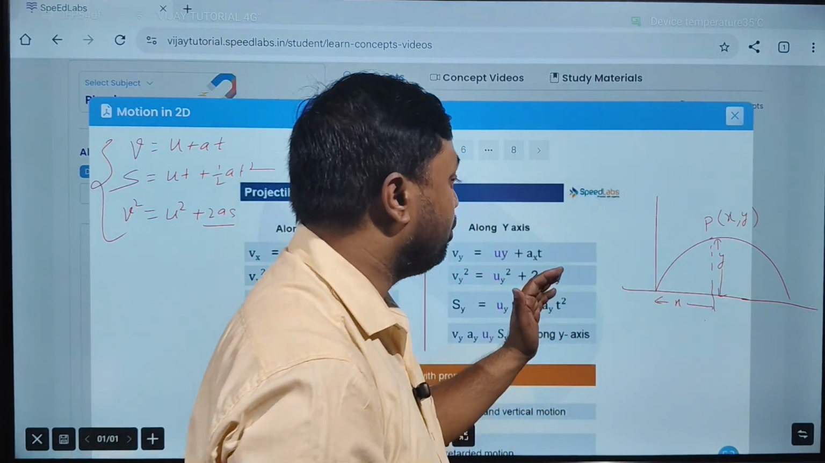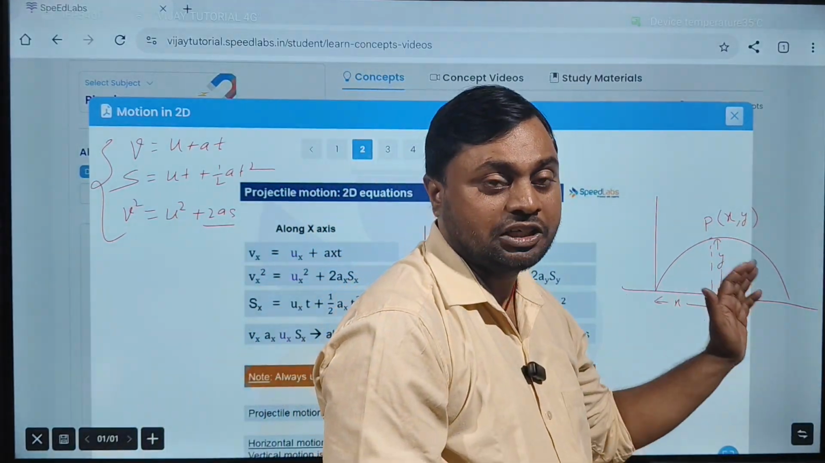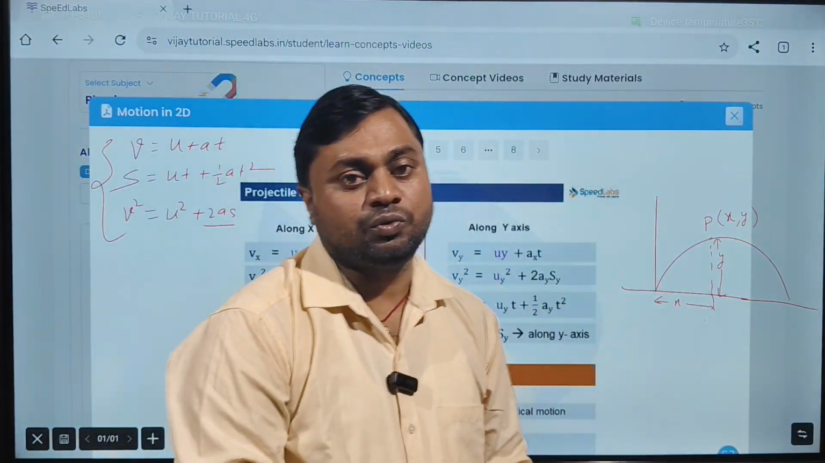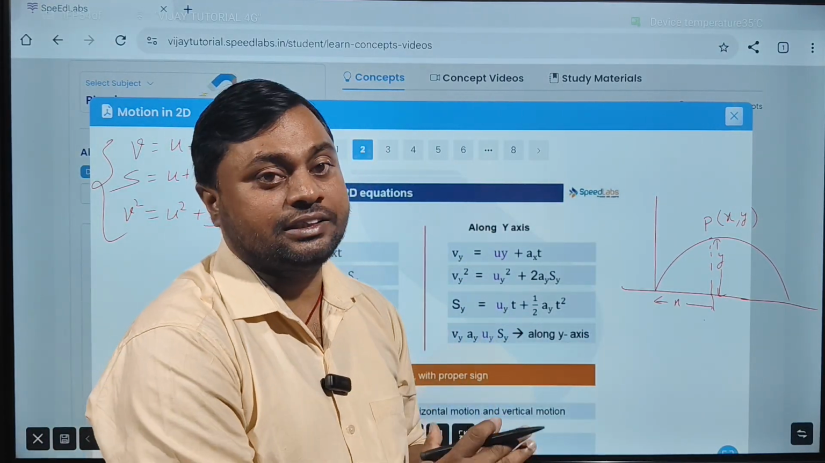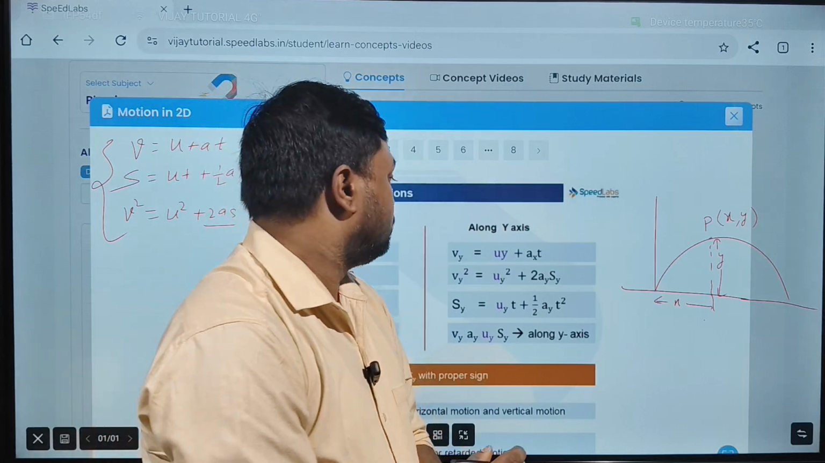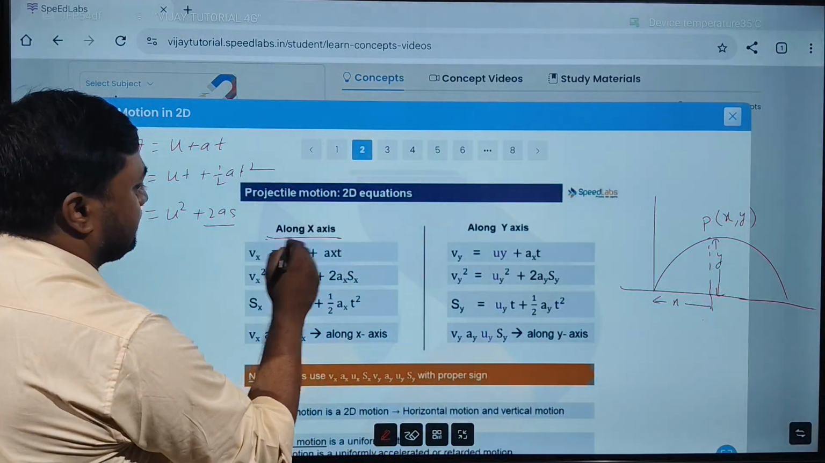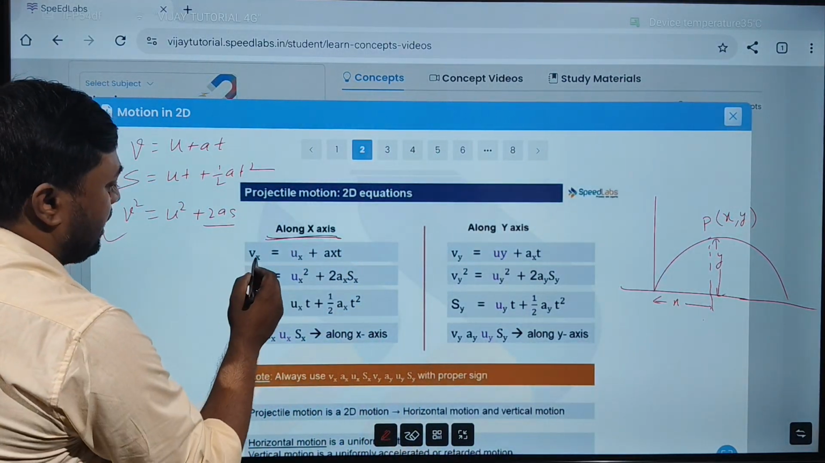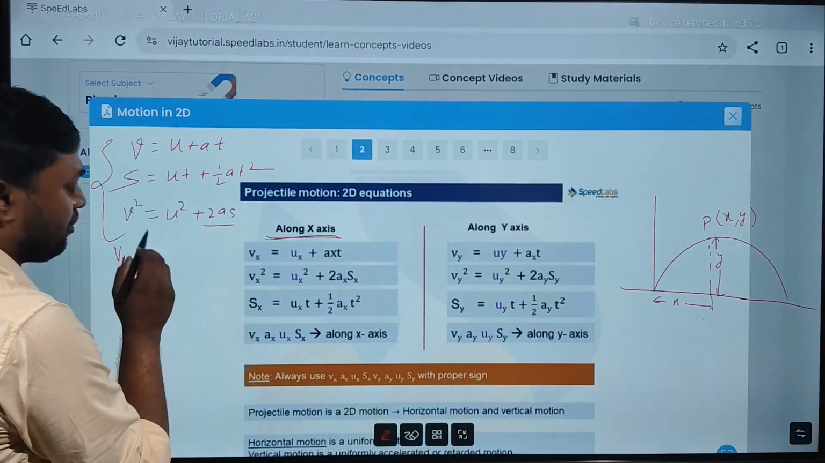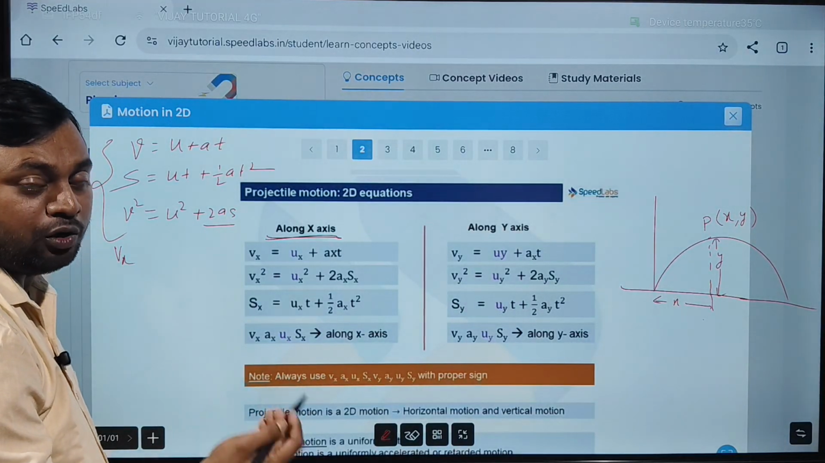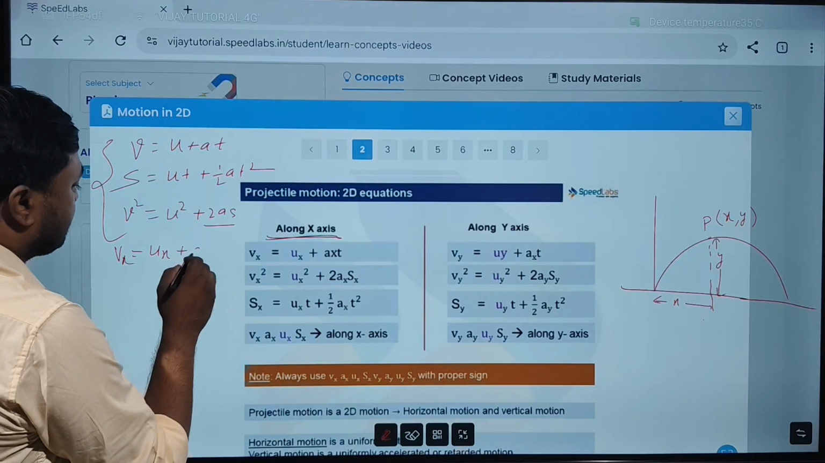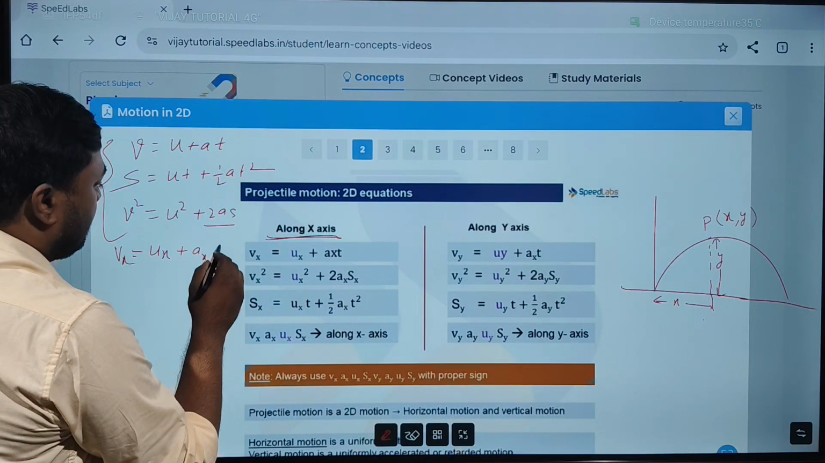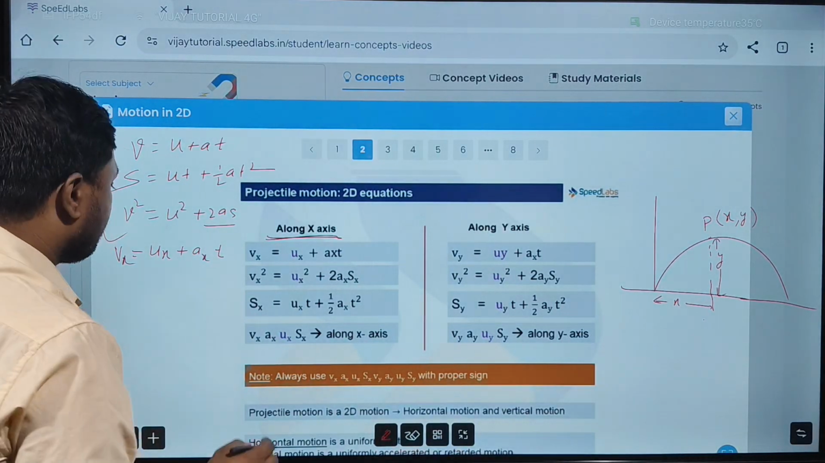As here the particle is moving in two dimensions, along the x direction and the y direction also, we have to apply the equations of motion separately along the x axis and y axis. So let's take along the x axis. So vx, that is the final component of velocity along the x direction, is equal to ux plus acceleration along x direction into time t. Do you agree with me?